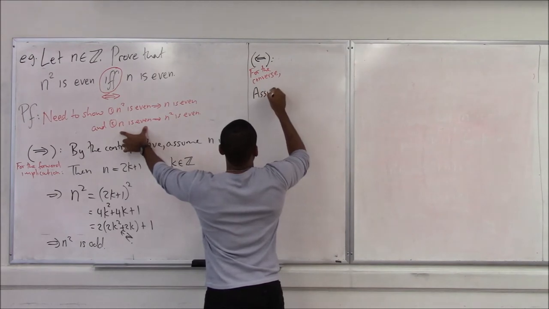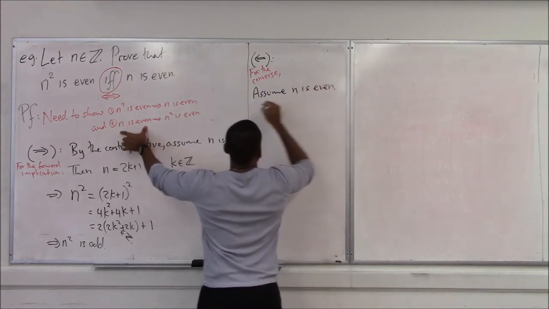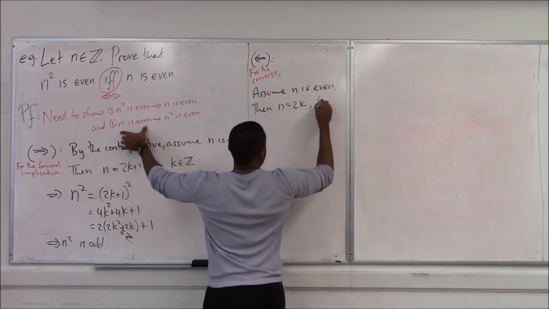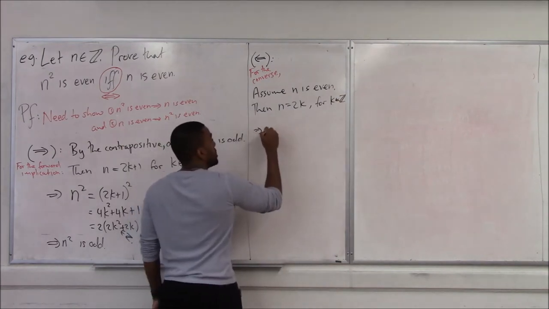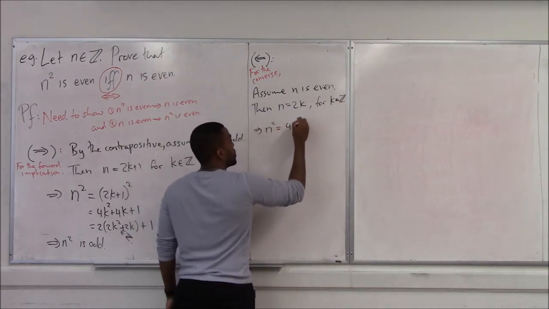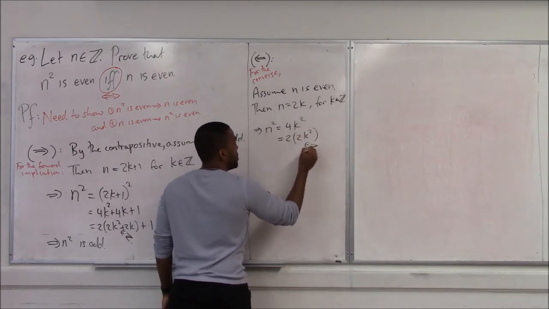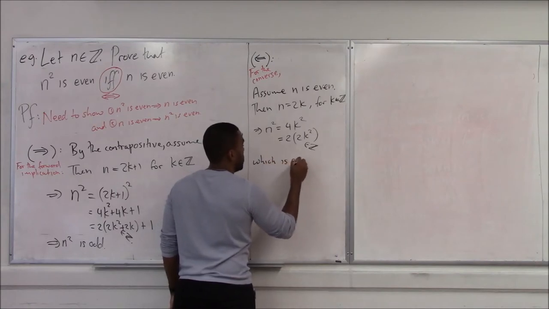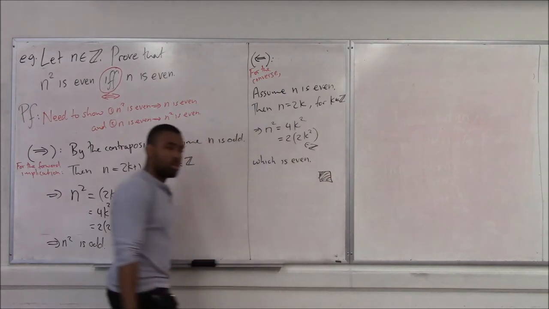Assume n is even. Then n equals 2k for some integer k, which means that n squared is going to be 4k squared, which is equal to 2 times 2k squared. That's an integer, which is even. Now I can end the proof.